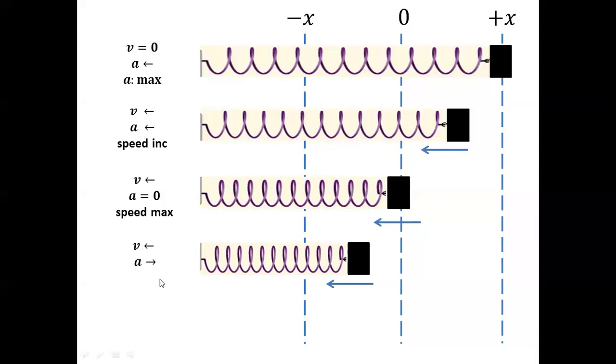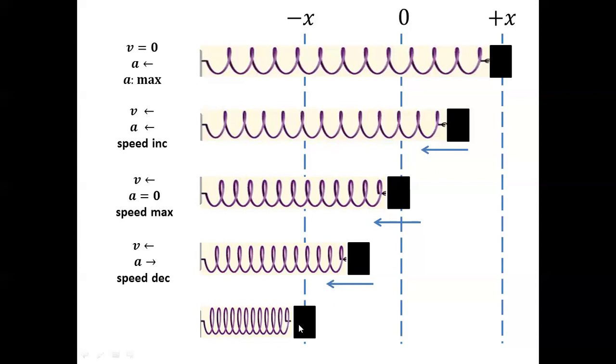Since velocity and acceleration are now in opposite directions, the object slows down until it reaches its maximum negative displacement, where the object momentarily stops. That means velocity is equal to 0. And this is the point where the spring is compressed the most.